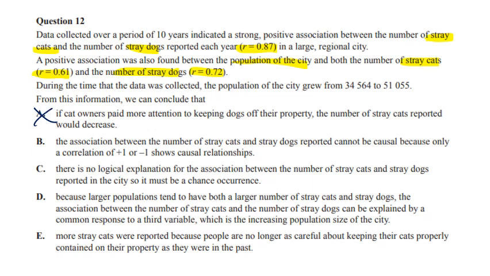B: the association between the number of stray cats and stray dogs reported cannot be causal because only a correlation of +1 or -1 shows causal relationships. No. Causal relationships, I mean, +1, -1, if anyone gets that in a data set, it's freaky weird. Normally you'll be expecting something to be strong or moderate or weak. It can be much lower values than that, and much more realistic and natural to happen.